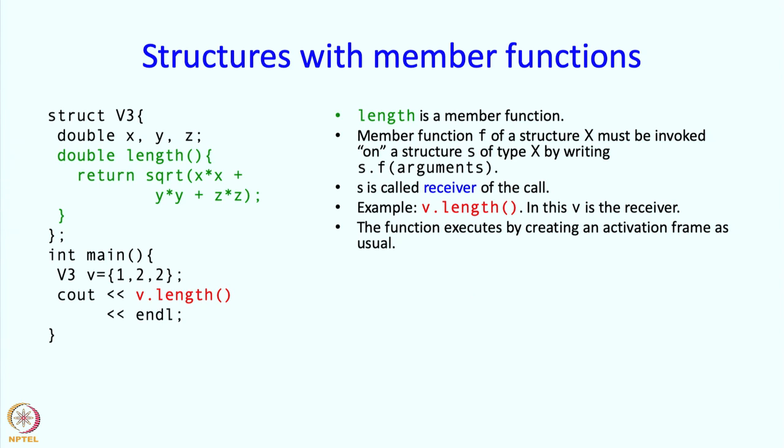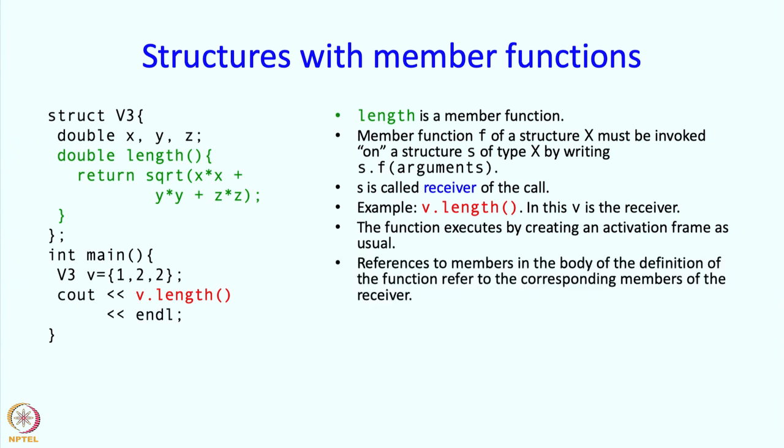So like all function calls, it executes by creating an activation frame. And the references to the members in the body of the definition of the function refer to the corresponding members of the receiver. So see this, you have x dot x, y dot y, z dot z. What are these x, y, z? Well, they are these, but as far as these calls are concerned, they are members of the receiver. So this x dot x, when this call is being made, will actually refer to v dot x, this will refer to v dot y, this will refer to v dot z. So when v dot length executes, x, y, z refer to v dot x, v dot y, v dot z.